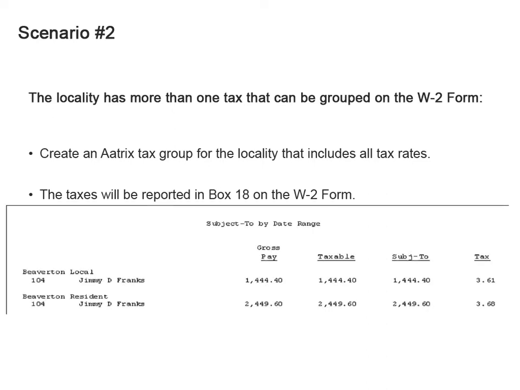The following example will use employee 104 again, but this time the employee has earnings for two tax rates in the same locality, a resident tax and a workplace tax. In this example, the employee lived in this locality for part of the year, moved away, but continued to accrue wages in that locality, so some of the earnings are under the resident rate and the remaining earnings are under the workplace rate. The Subject To report shows the amount for both the resident and workplace tax.